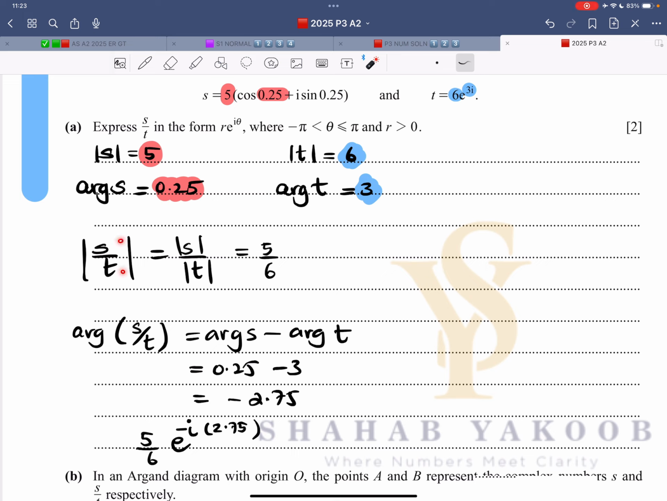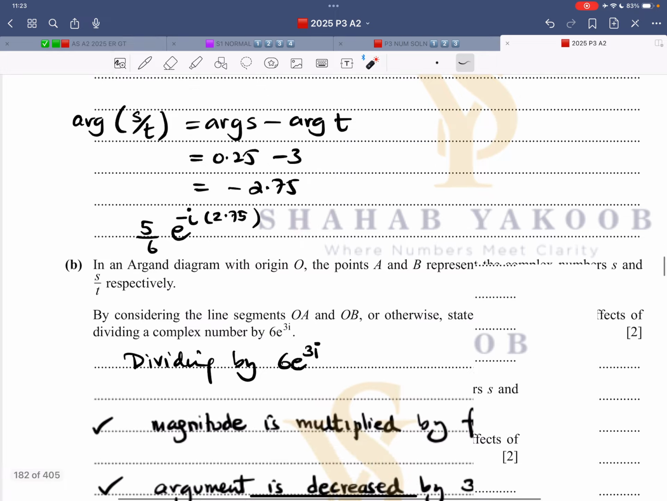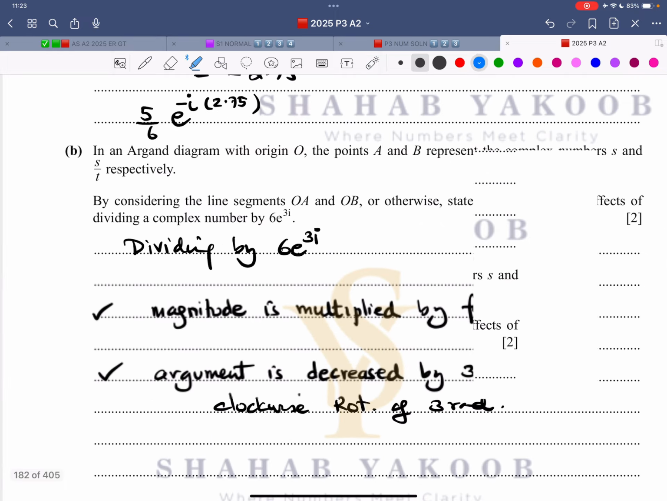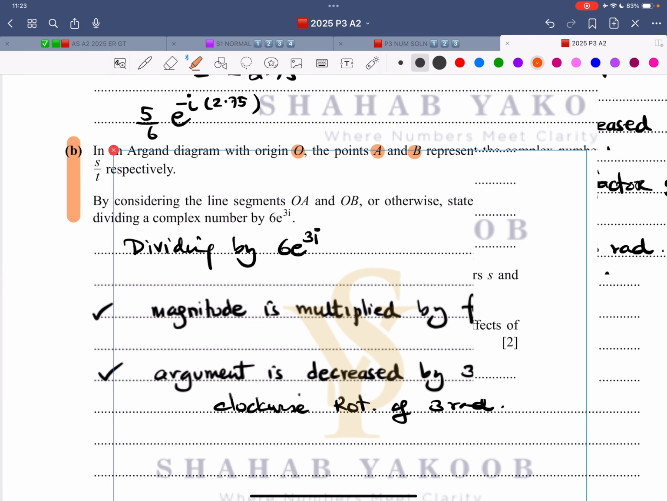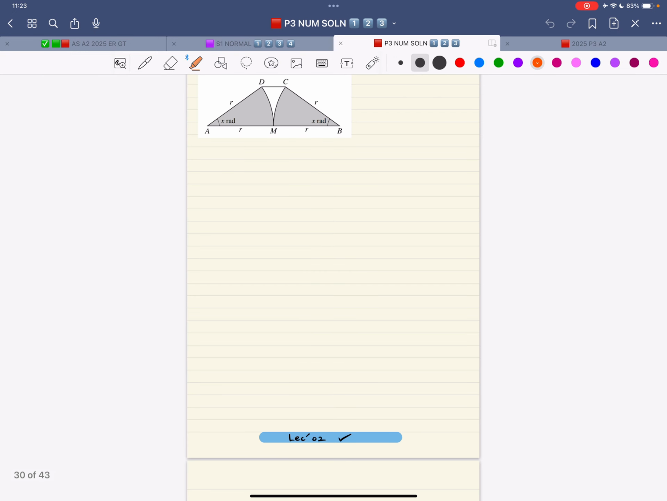So S over T modulus, that is S modulus divided by T modulus, write it like this. And what about the theta? The angles subtract. So that's how it's written. Now the same kind of question is being asked as asked earlier. That is, in an Argand diagram with origin O, the points A and B represent the complex numbers such and such. Hold for a second, let me just switch through it.